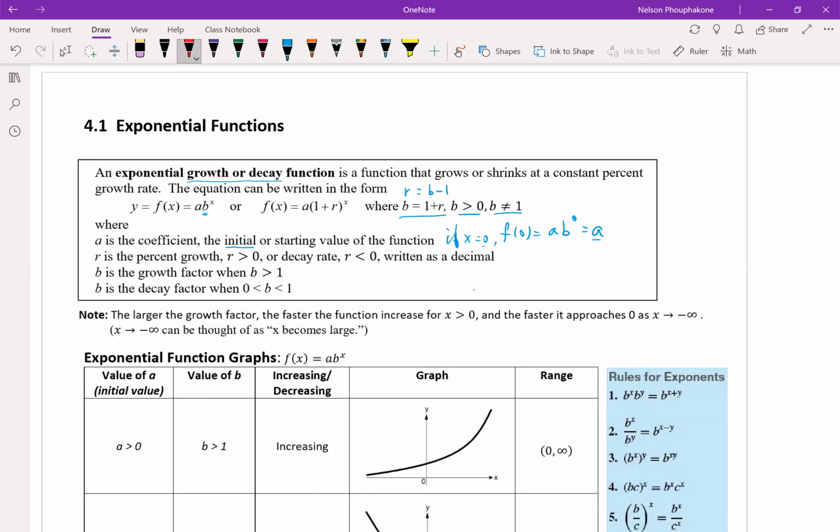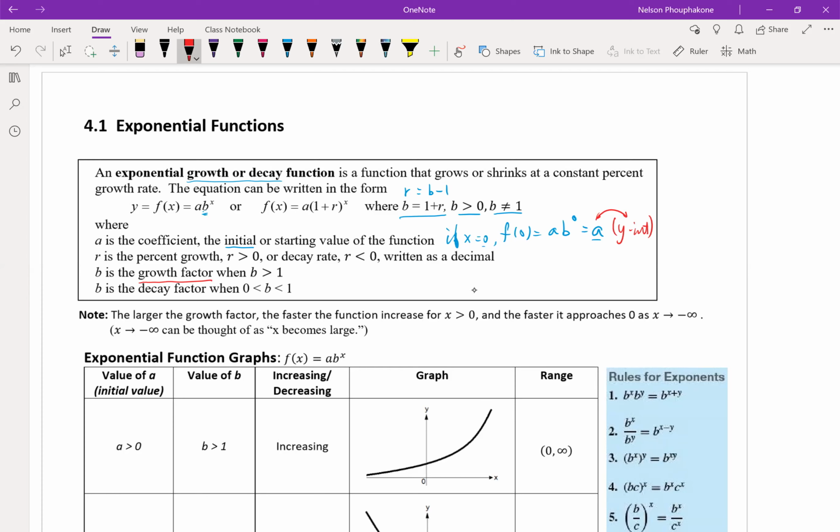Now, look at this. When x equal to 0, basically what we have here is also the y-intercept, right? So basically a is the y-intercept as well. R is a percent growth rate if r is positive, decay rate if r is negative. And b we call the growth factor if b is greater than 1, decay factor if b is between 0 and 1. Okay, so let's see how everything actually works out together.